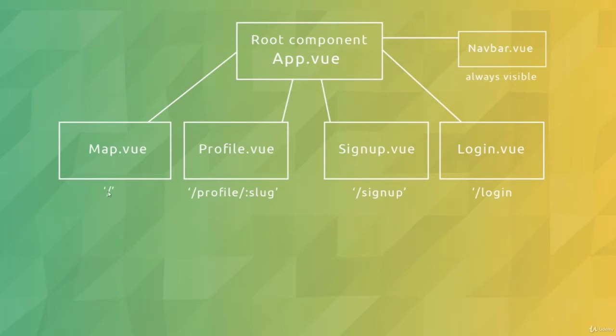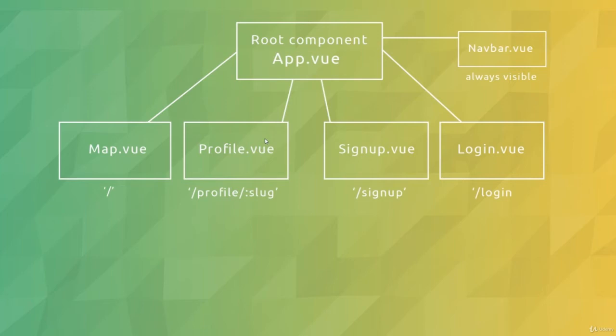Then when we go to / in the address bar, we'll tell our view router to load up the map.view component, and this will be responsible for displaying our Google map and all of the different users dotted around that map and their geolocation. Now, when you click onto one of those users, it's going to redirect you to /profile/ the slug of that user. And when we hit this route right here, we'll tell the router to load up the profile component.